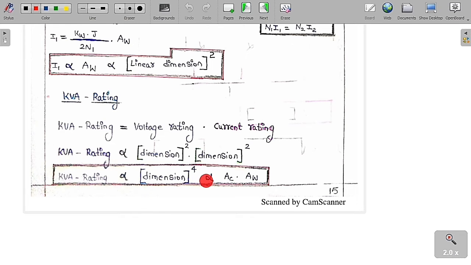The voltage rating is directly proportional to the area of the core. It means that it is directly proportional to linear dimension whole square, whereas the current rating is directly proportional to the window area, which is directly proportional to linear dimension whole square, whereas the KVA rating is directly proportional to AC into AW, which is directly proportional to linear dimension to the power of 4.